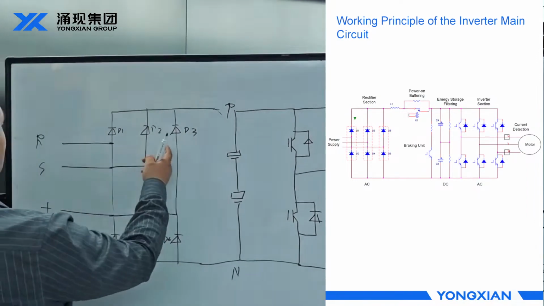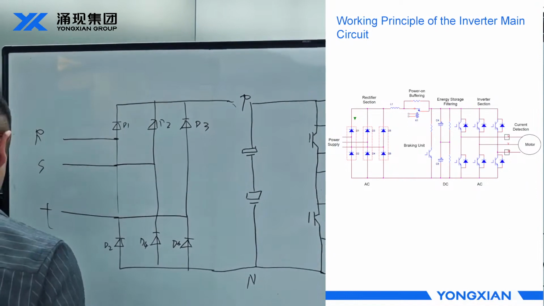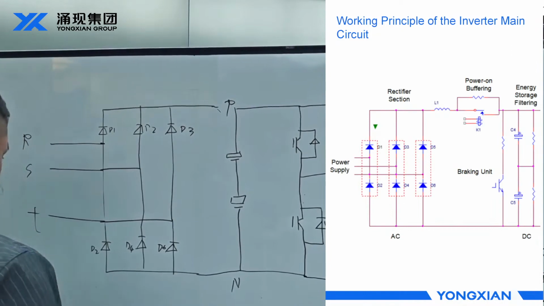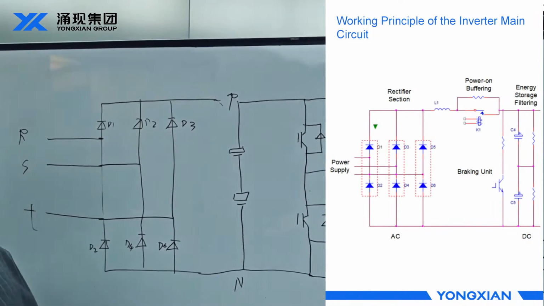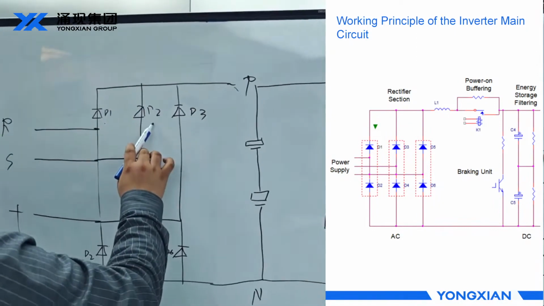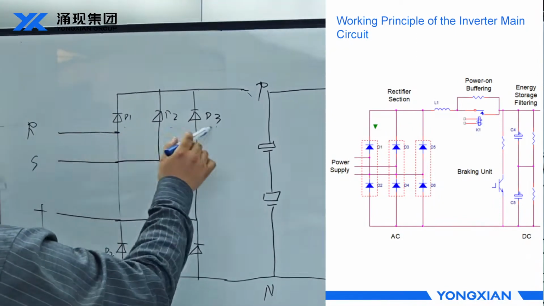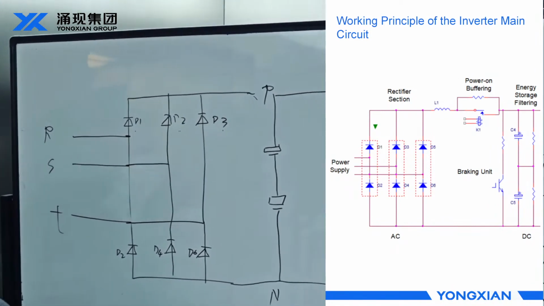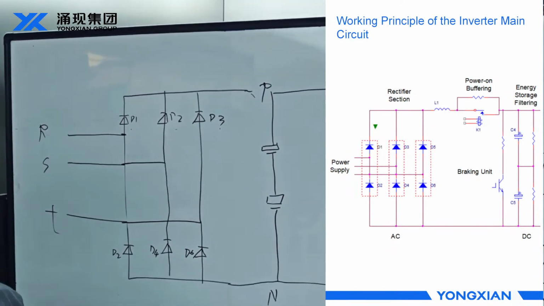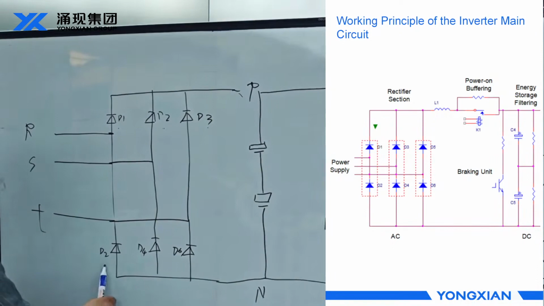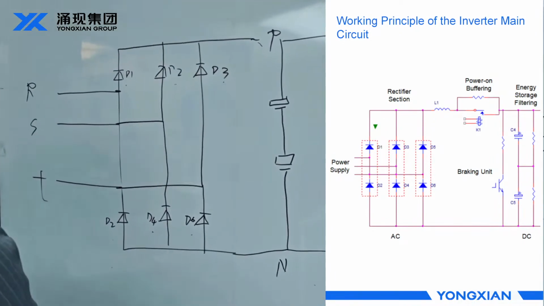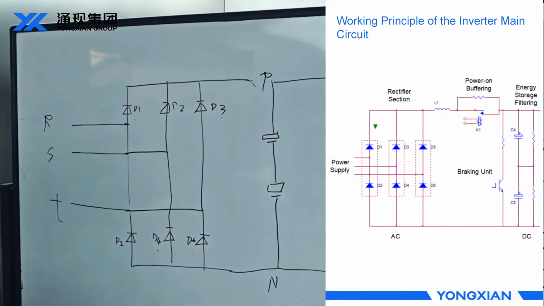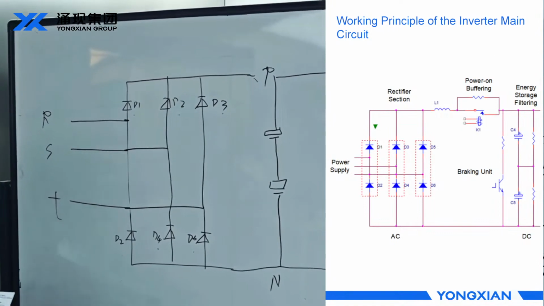The three-phase rectifier section input is made of 6 rectifier diodes. D1, D2, D3 are the rectifier circuit of the upper bridge, while D2, D4, D6 denote the rectifier circuit for the lower bridge arm of RST.